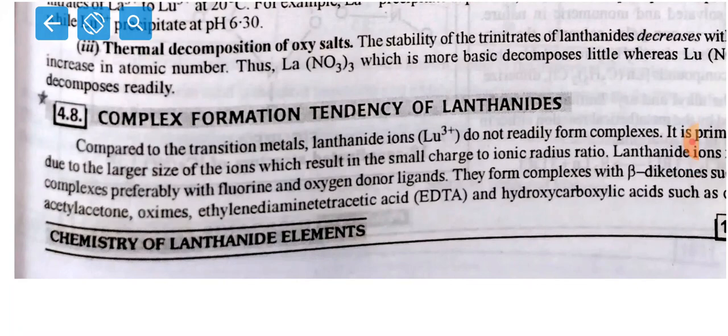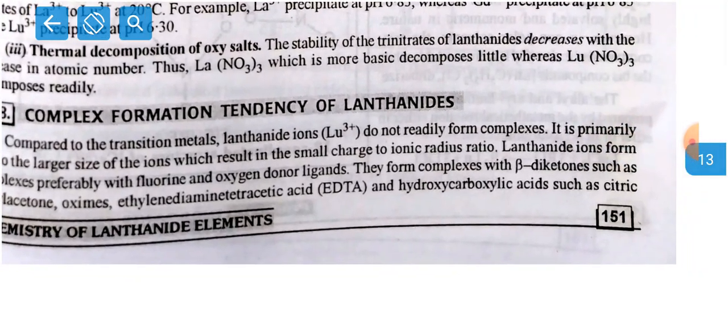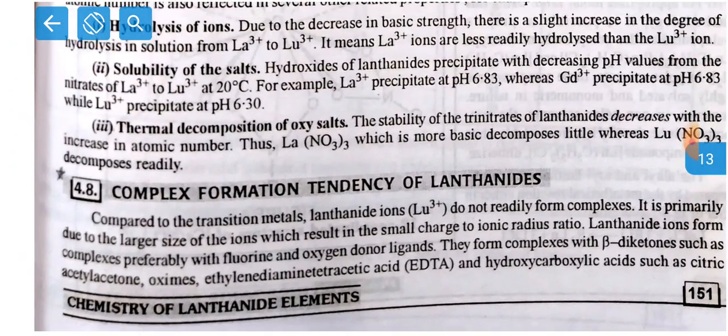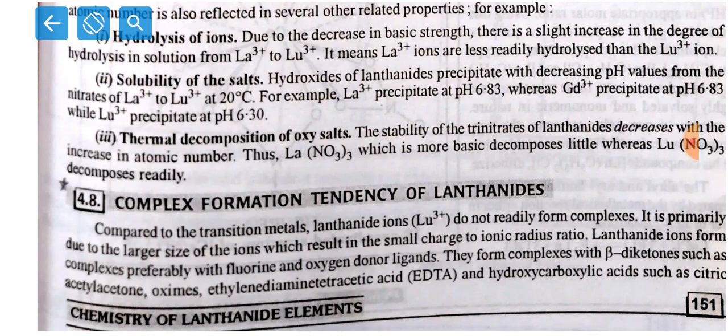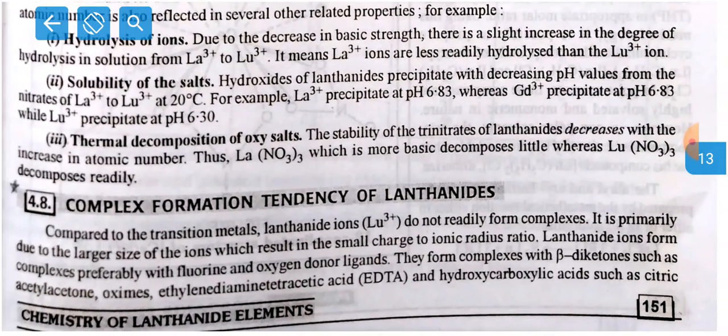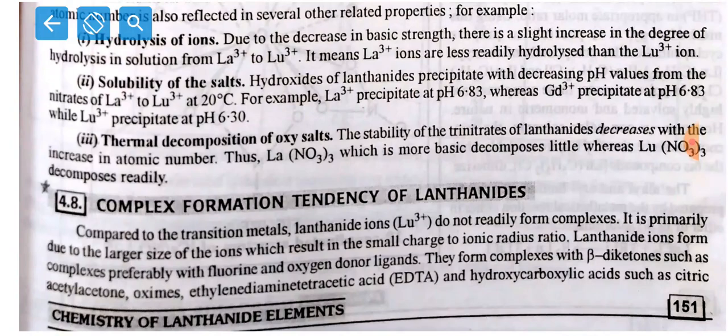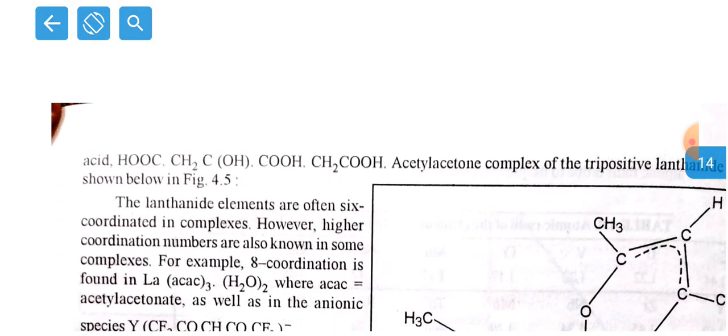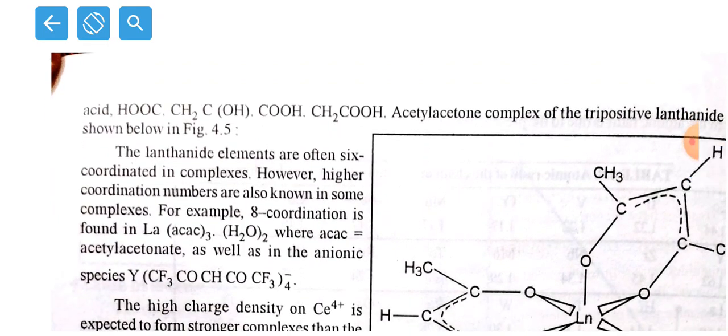Complex formation tendency of lanthanoids. Compared to the transition elements, lanthanoid ions, Ln3+, do not readily form complexes. It is primarily due to the larger size of the ions, which results in a small charge to ionic radius ratio. Lanthanoid ions form complexes preferably with fluoride and oxygen donor ligands. These form complexes with beta diketones such as acetylacetone, oximes, ethylenediaminetetraacetic acid, EDTA, and hydroxycarboxylic acids such as citric acid, COOH, CH2, C(OH)COOH, CH2, COOH.